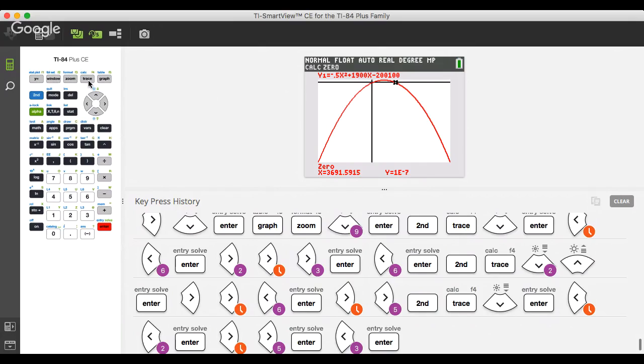So the question is, is this the correct answer, or is 106.7 the correct answer? How would you get 106.7? That was the first x-intercept over on that side. You don't have to solve for that. But the question is, which is the correct answer?